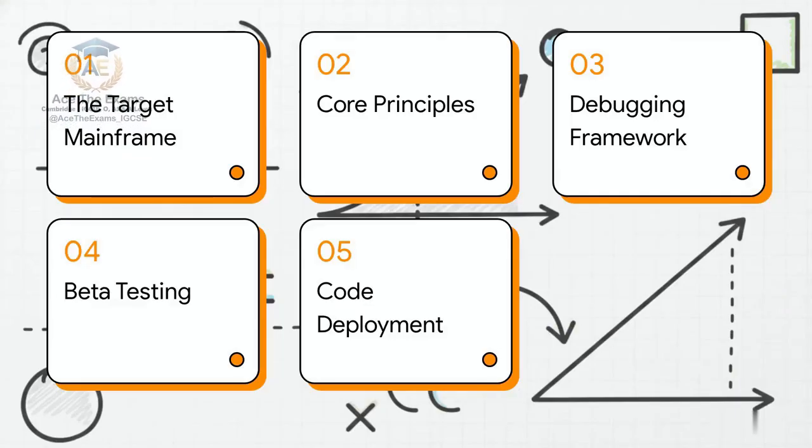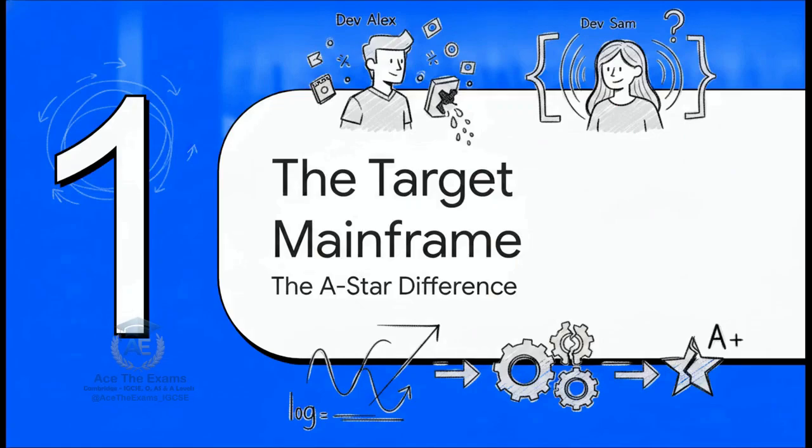So here are our hackathon objectives for today. Number 1, the target mainframe. Number 2, core principles. 3, our debugging framework. 4, some beta testing. And 5, final code deployment. Let's get right to it. Section 1. The target mainframe, the A-star difference.